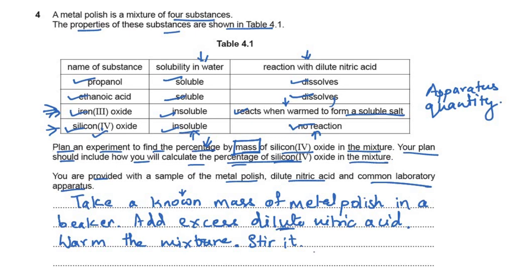Now the next thing is that all the 3 substances remaining, propanol, ethanoic acid and iron 2 oxide, would have dissolved and reacted with nitric acid by now. Silicon 4 oxide is not going to react, so it's not going to dissolve, and so we can remove it by filtration. So the next step is filter the mixture.